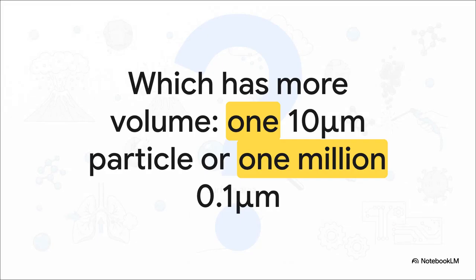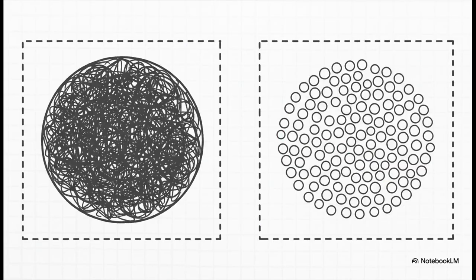So let's try a little thought experiment. This is exactly the kind of question a committee might ask to check if you really get the fundamentals. You've got two options: one single, relatively large 10 micrometer particle, or 1 million teeny tiny 0.1 micrometer particles. Which group has more total volume? It's a trick question. The answer is, their total volumes are exactly the same.